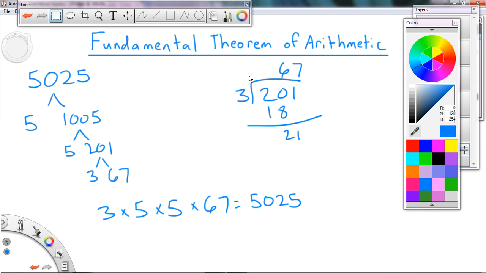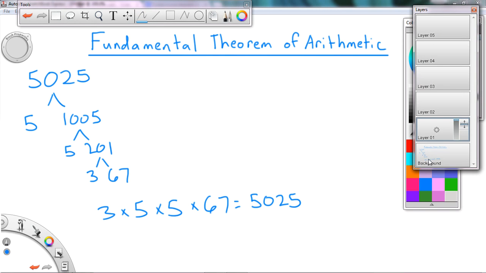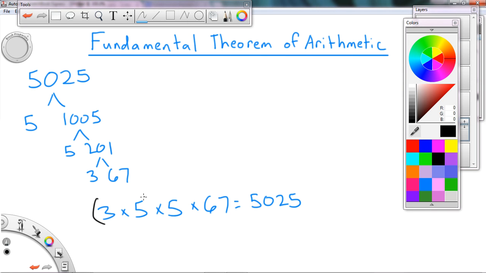Okay, so I could ask you a bunch of questions about 5,025. I could ask you, is 15 a factor of 5,025? And I hope you're looking here and you're seeing, yes, 15 is a factor of 5,025 because I can make it out of its prime factors. Okay, let's see. Is 25 a factor? Sure is. Is 75 a factor? Also, yes, it is. What else could I say? Well, obviously 67 is a factor.